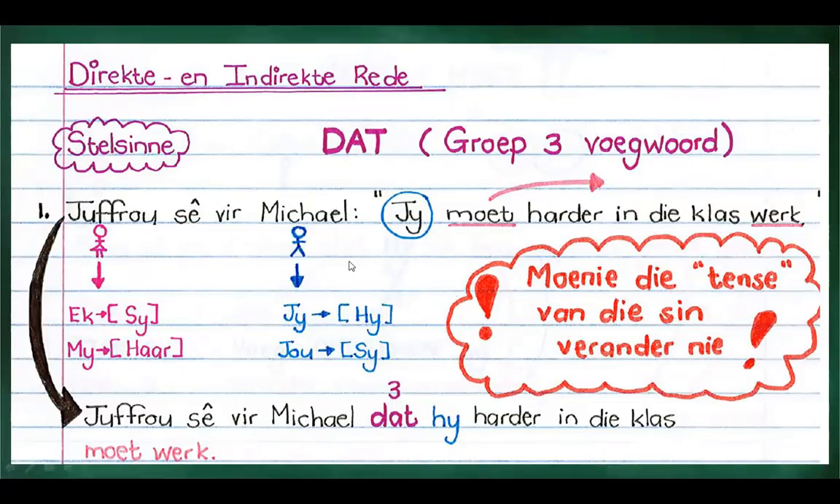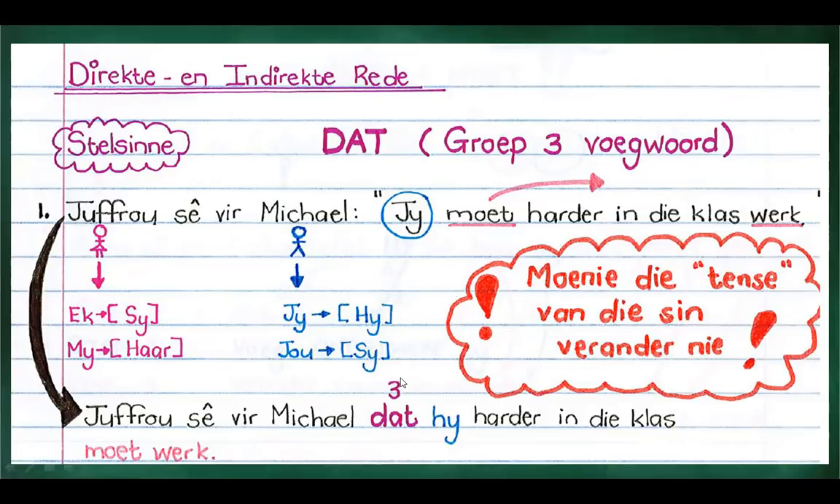Okay, so I say we underline our verb, moet en werk, and we circle our pronouns so that we remember that we have to change them. En dan het ek hier gesê, moenie die tense van die sin verander nie. Okay, remember I said you do not change the tense in Afrikaans sentences. There's one exception, which I'll explain later on, but you don't do it. So now we write down that sentence as is. Juffrou sê vir Michael, ek sit my dat.